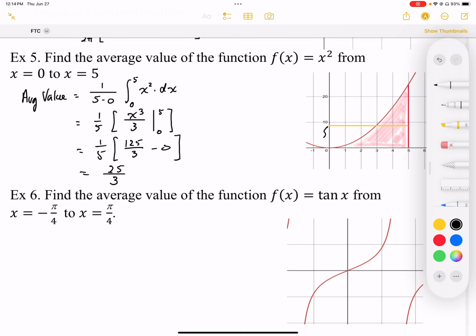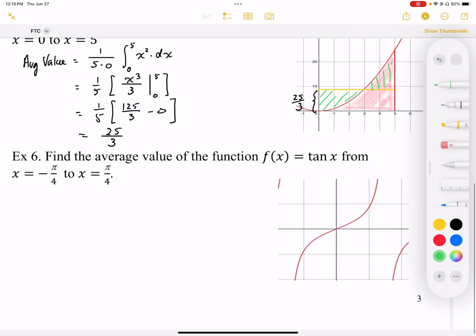Okay, so that represents the average height. So this height in here is going to be about 25 over 3, or roughly about 8.3 repeating. That looks about right, and it looks like that area above here roughly matches the area below the yellow line. That's not part of the area under that curve.